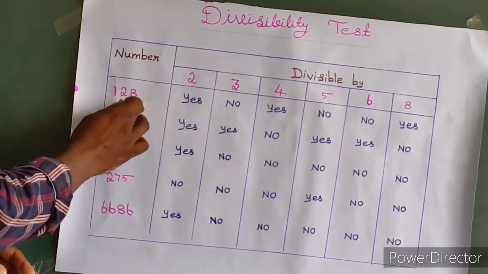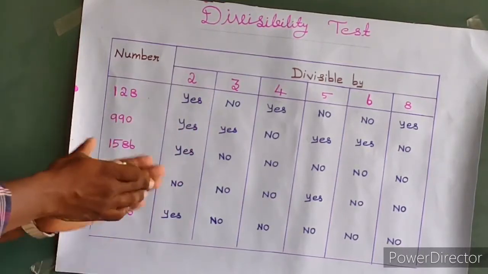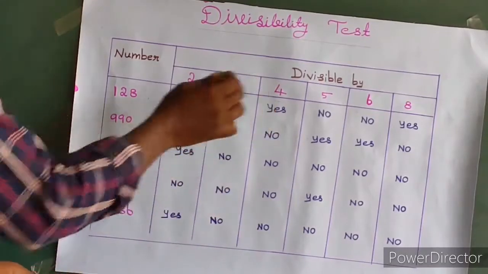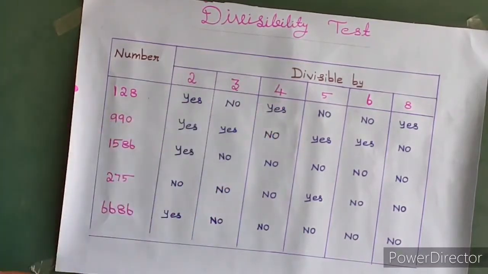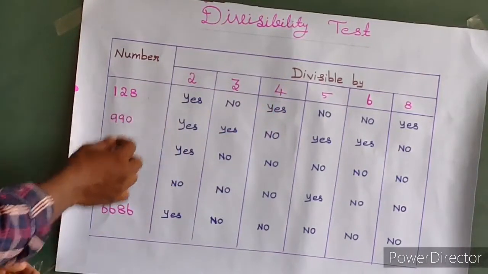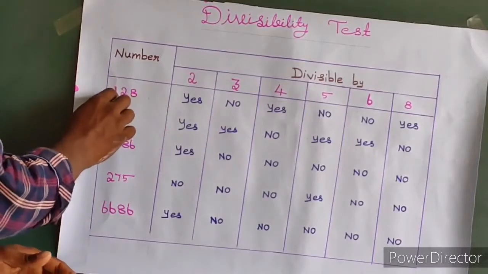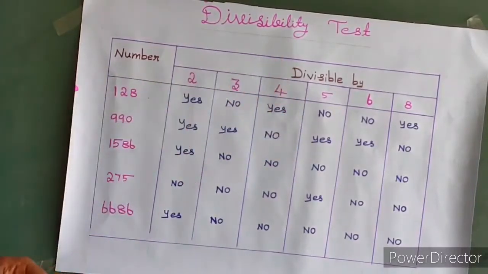What is the condition for 3? Sum of the digits. 1 plus 2 is 3, and 3 plus 8 is 11. 11 is not a multiple of 3. So this is not divisible by 3. So you can write no. What is the condition for 4? Last 2 digits. Here the last 2 digits are 28, and 28 is divisible by 4. So 128 is divisible by 4. So yes, this number is divisible by 4.